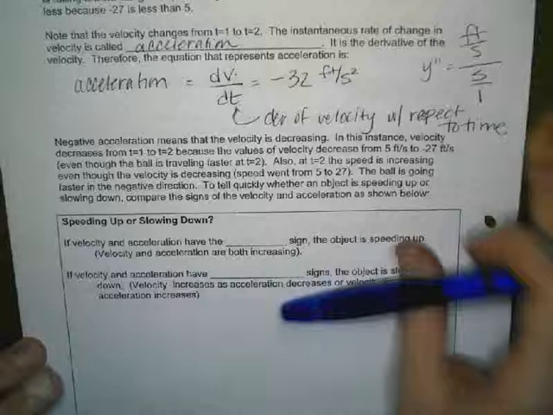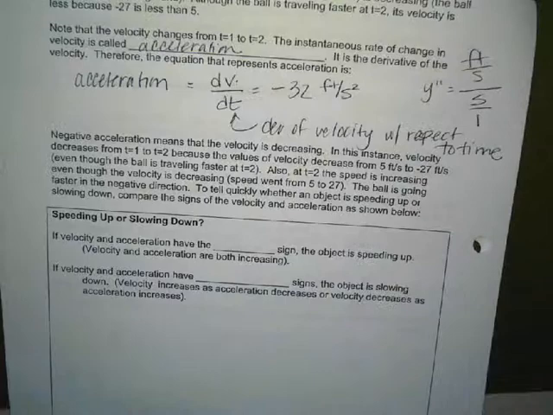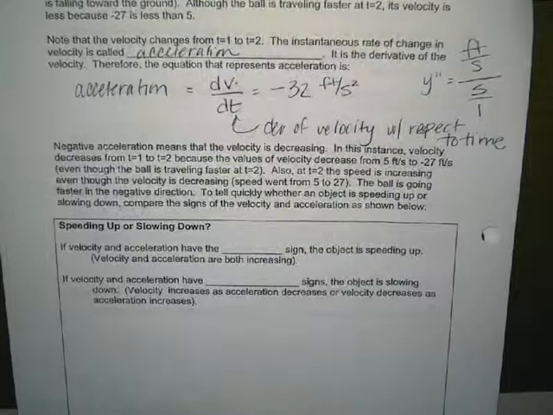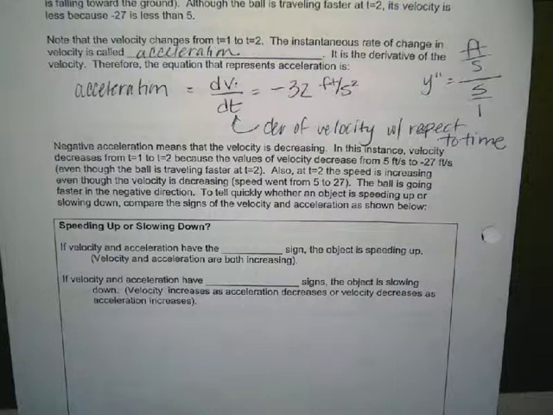Negative acceleration means that the velocity is decreasing. In this instance, velocity decreases from t equals 1 to 2 because the values of velocity decrease from 5 to negative 27. Also, at t equals 2, the speed is increasing even though velocity is decreasing. Speed went from 5 to 27. The ball is going faster in the negative direction.